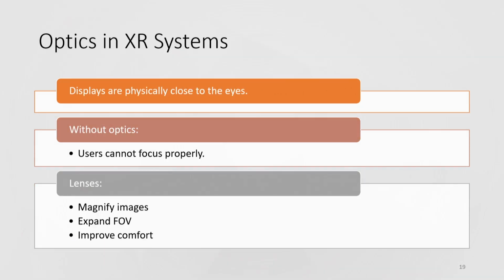Next we come to optics in XR systems. Displays are usually physically very close to your eyes. Now, without optics, users usually cannot focus properly. So, what we need is lenses which can magnify images, expand your field of view and improve your comfort.